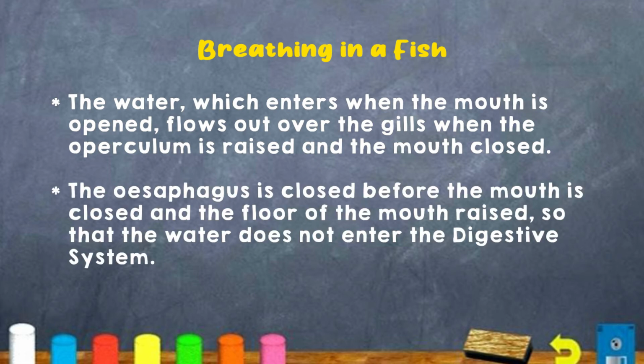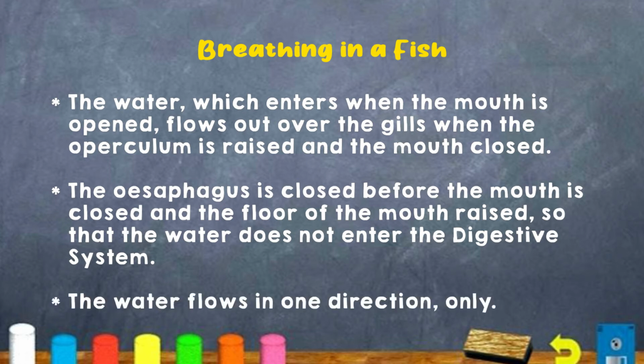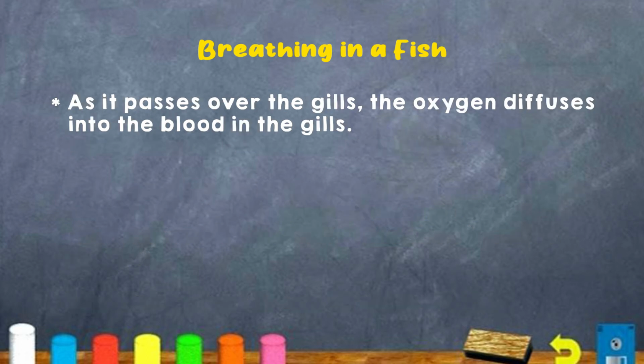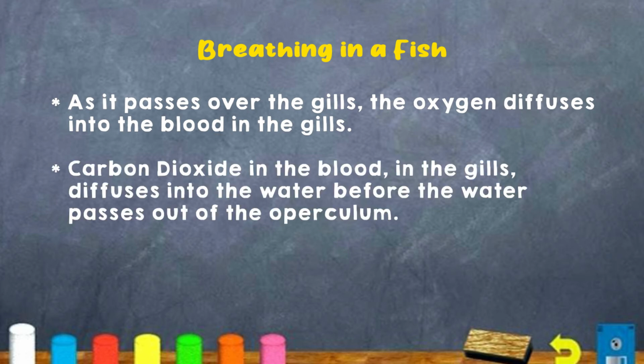The esophagus is closed before the mouth is closed, and the floor of the mouth raised, so that the water does not enter the digestive system. The water flows in one direction only. As it passes over the gill, oxygen diffuses into the blood in the gills. Carbon dioxide in the blood in the gills diffuses into the water before the water passes out of the operculum.